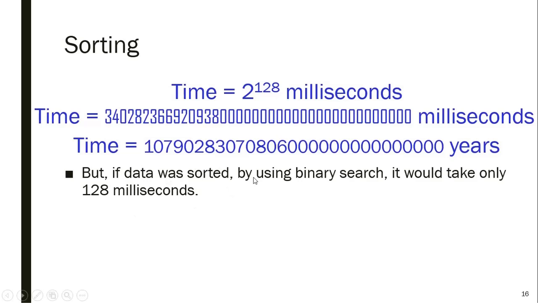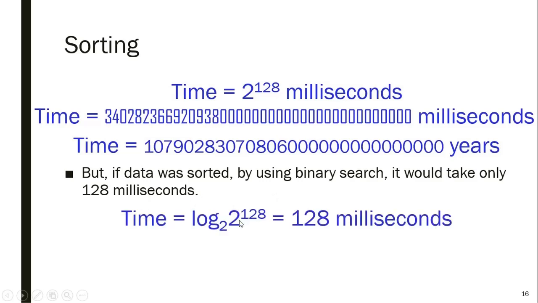But if data was sorted and we are using binary search, it would take only 128 milliseconds. How? It takes log of n time, and n is 2 raised to the power 128. So log of 2 raised to the power 128 to base 2. According to the rules of log, 128 becomes the constant factor, and log of 2 to the base 2 is 1. So the answer will be 128 milliseconds, and this is just 0.128 second, not even half of a second. So can you just compare both of these?